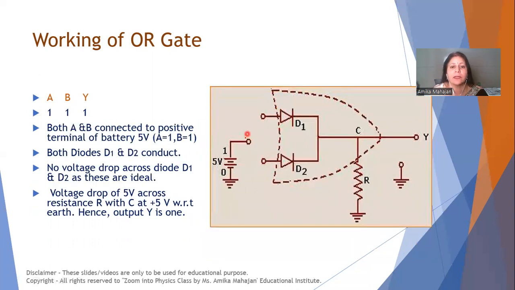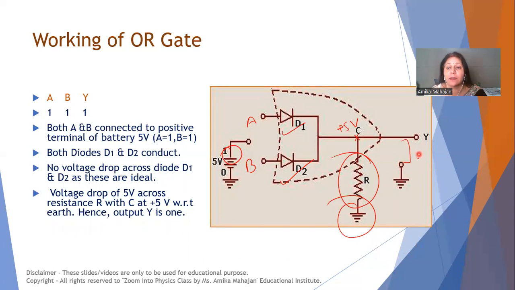Now next input, if I connect both A and B to plus 5 volt, then both diodes will conduct. Again, there will be voltage drop across R of 5 volt. And C will be at plus 5 volt with respect to this ground. So output will appear across Y in the form of plus 5 volt, resulting in level 1. Because plus 5 volt is representing 1 and 0 volt is representing 0. It is in binary system. Two digits are used, 0 and 1. 0 means off state, 1 means on state.